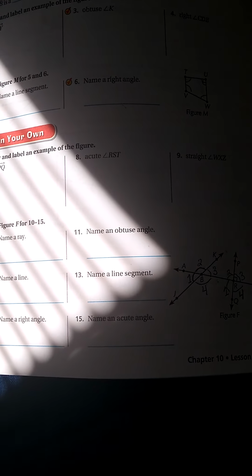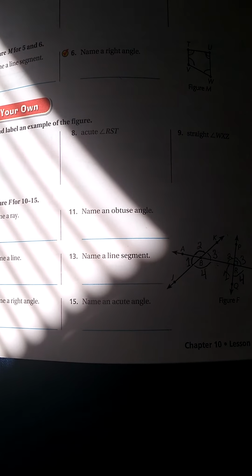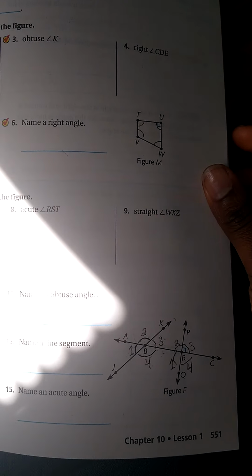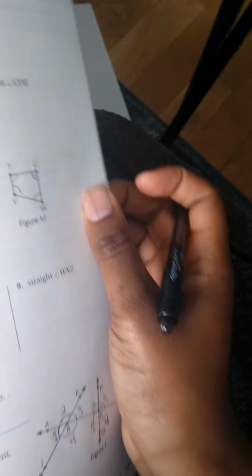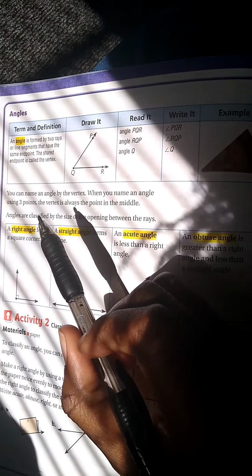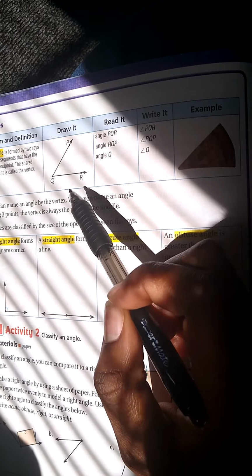So what I was doing earlier was explaining how to answer number 11, where it says name an obtuse angle. So I'm going to come up here because I want to talk about how we are able to label angles. Remember, when we're labeling an angle, we can label it a few different ways.